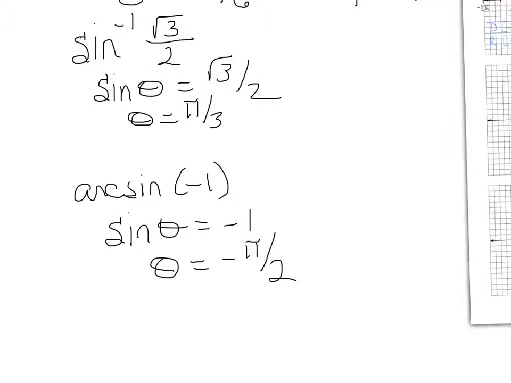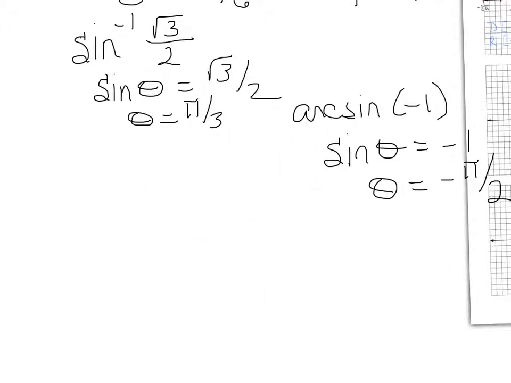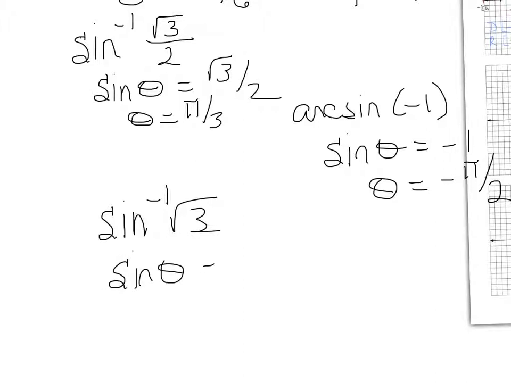Okay, what about one last one with the sine? All right, so I really want to know what angle has a sine of the square root of 3. When we made our restriction on the sine function, what did we say the range was? -1 to 1. Does this fall within that range? Square root of 3 is greater than 1, so it does not exist. There is no angle whose sine is the square root of 3, because it is larger than 1.